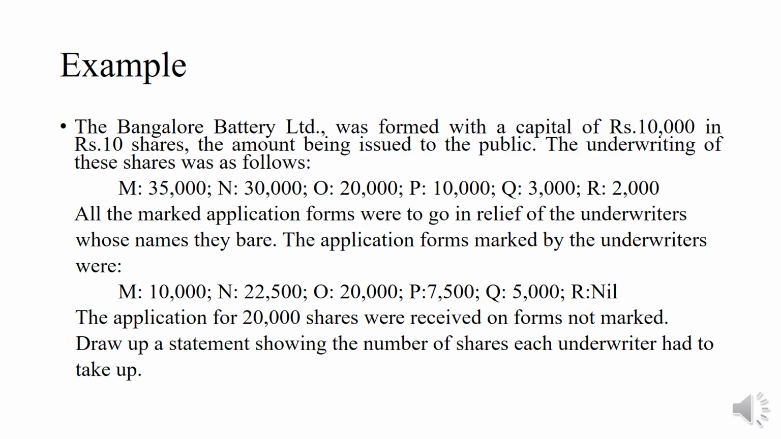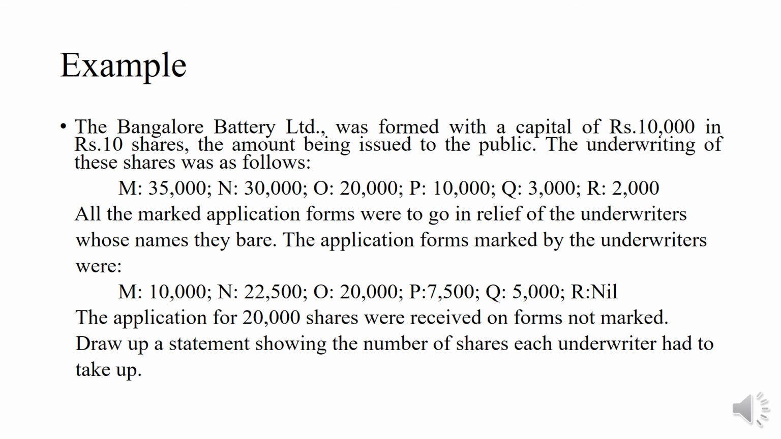Next example is this. The Bangalore Battery Limited was formed with a capital of rupees 10,000 in rupees 10 shares, the amount being issued to the public. The underwriting of these shares was as follows: M 35,000, N 30,000, O 20,000, P 10,000, Q 3,000 and R 2,000. All the marked application forms were to go in relief of the underwriters whose names they bear.